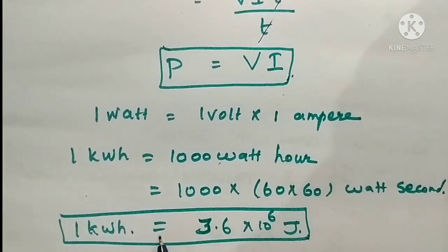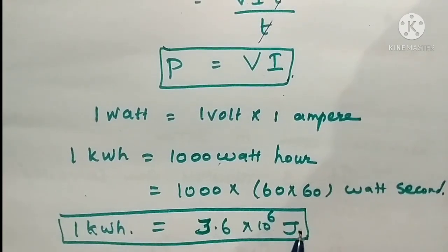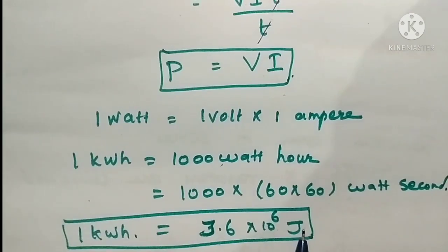What do you mean by 1 kilowatt hour? 3.6 into 10 to the power 6 joule. I hope you all understand all these points.